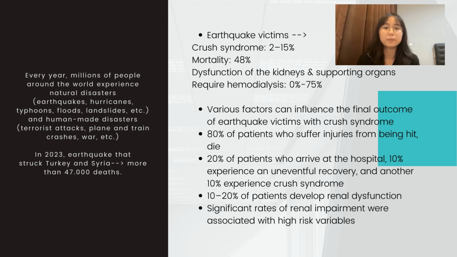Significant rates of renal impairment were associated with high-risk variables, including delay in hospital admission of more than 12 hours, low baseline hemoglobin, severe pigmenturia, high serum creatine kinase, and many more.